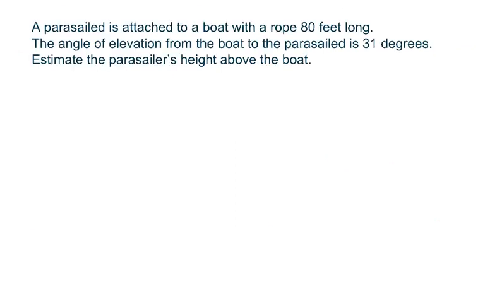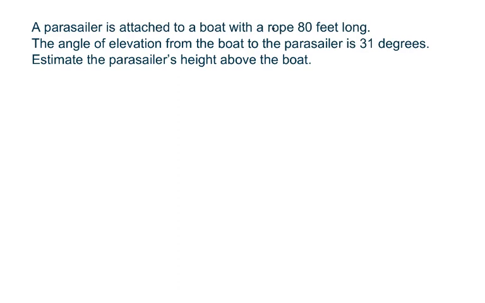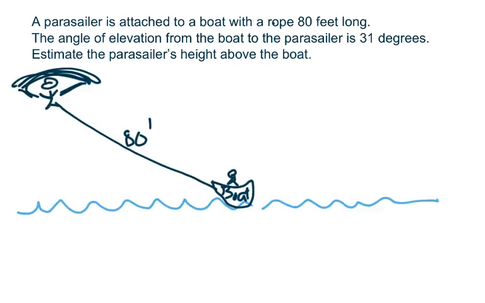Okay, so I have a parasailer attached to a boat with a rope 80 feet long. The angle of elevation from the boat to the parasailer is 31 degrees. Estimate the parasailer's height above the boat. Let's draw a picture. So I put a boat in the water. I put the parasailer up in the air. I know that the rope is 80 feet long, so I put 80 feet there.